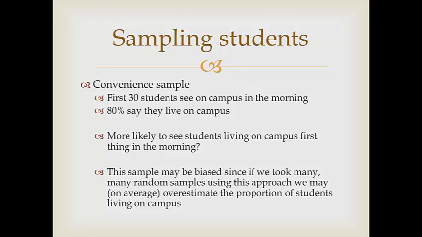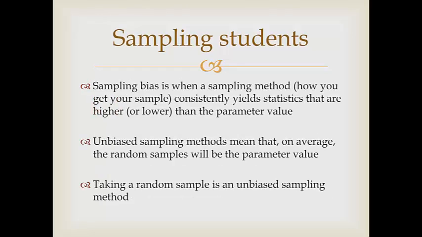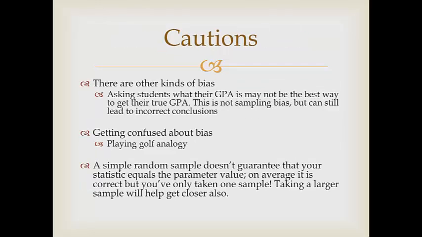In this case, we're concerned that the sampling method we've used may be biased, because if we took many random samples using this approach, we might, on average, overestimate the proportion of students living on campus. Sampling bias is when a sampling method, which is how you get your sample, consistently yields statistics that are higher or lower than the parameter value. Unbiased sampling methods mean that, on average, the random samples will be the parameter value. So, taking a random sample is called an unbiased sampling method.